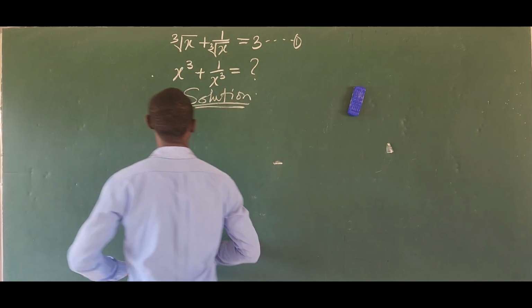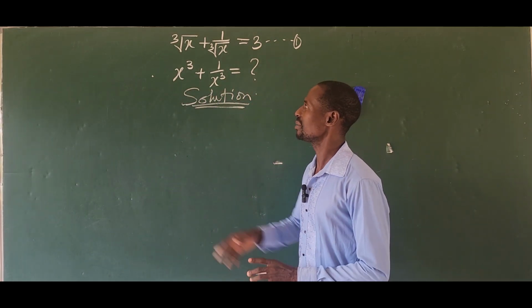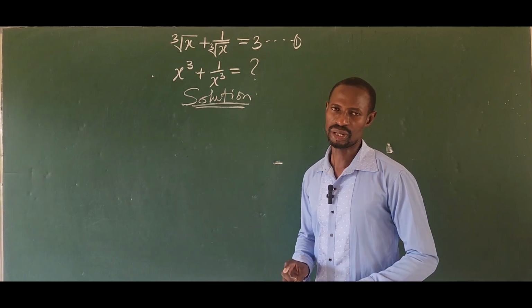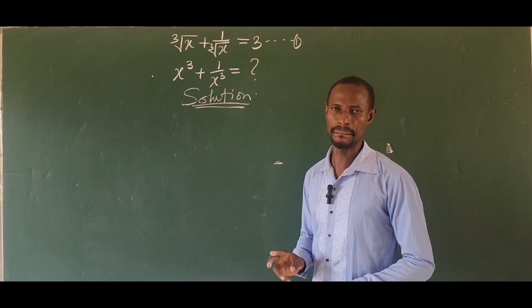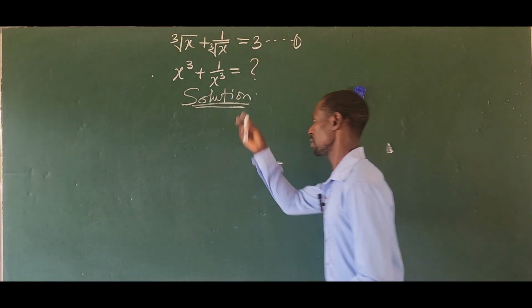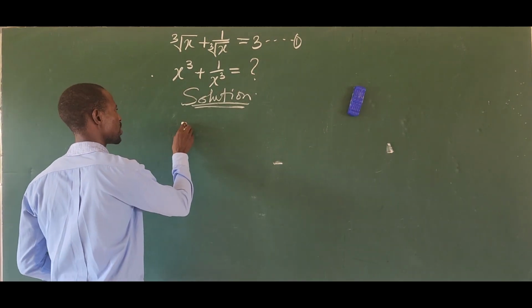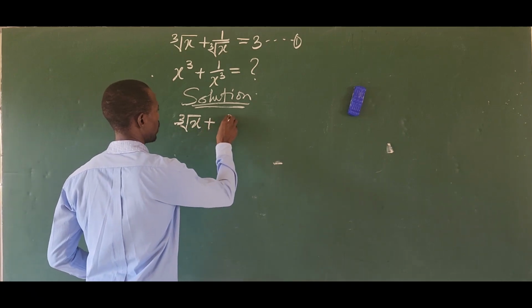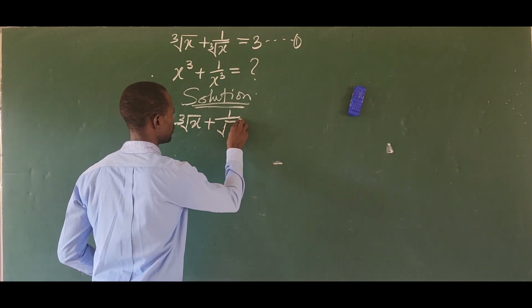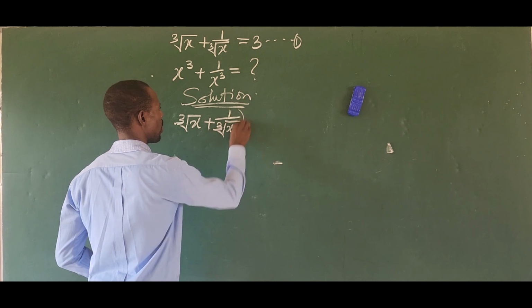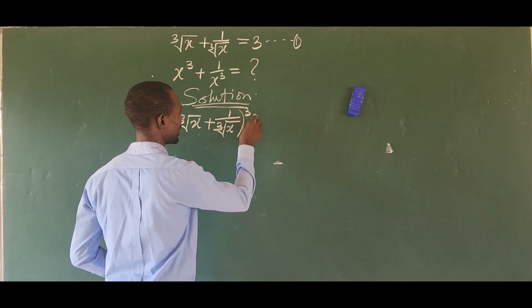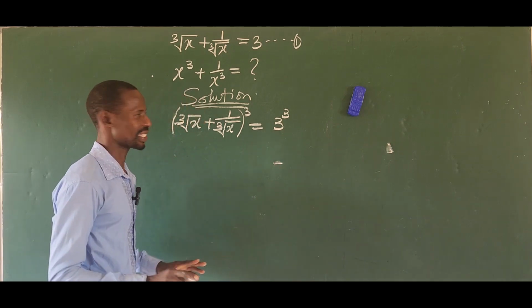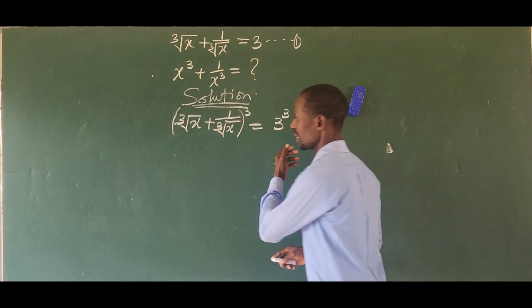All right. Now, the first thing we're going to do here is to eliminate this radical. And how do we eliminate this radical? This is a cube root radical, so we're going to take the cube of both sides of the equation. So let's cube both sides. This gives us the cube root of x plus 1, all over the cube root of x, all raised to the power of 3, equal to 3 to the power of 3. Whatever we do to the right hand side, we must equally do to the left hand side.